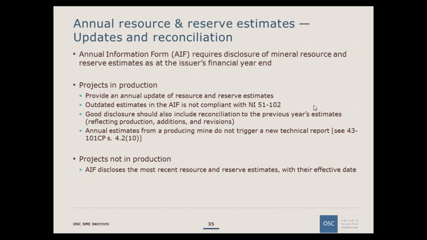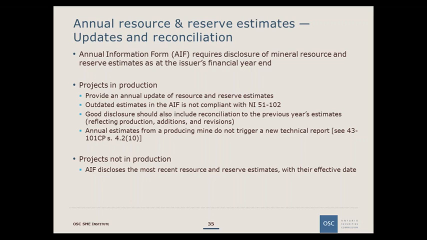So we do say that if a project is in production, the annual information form requires disclosure of information about the company as at the issuer's financial year end. For companies with material mineral projects, that's also their mineral resource and reserve estimates. Those estimates should be as at the issuer's financial year end. So for projects in production, there should be an annual update of resource and reserve estimates in the annual information form. If they're outdated, that's not compliant with the continuous disclosure rule, NI 51-102.